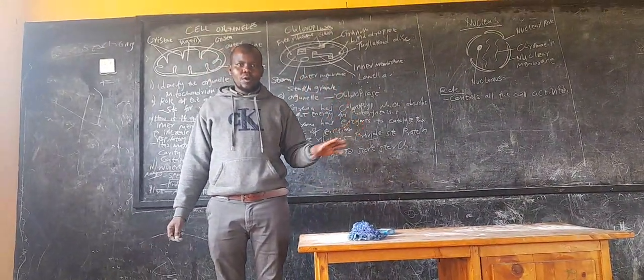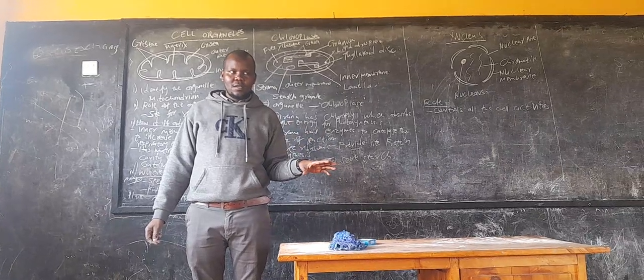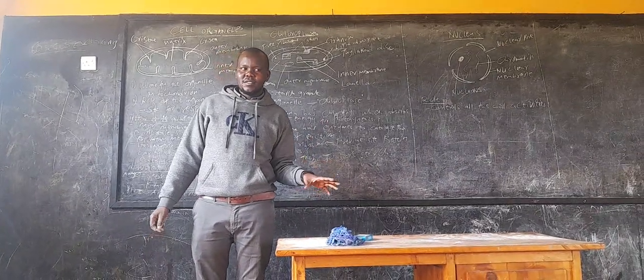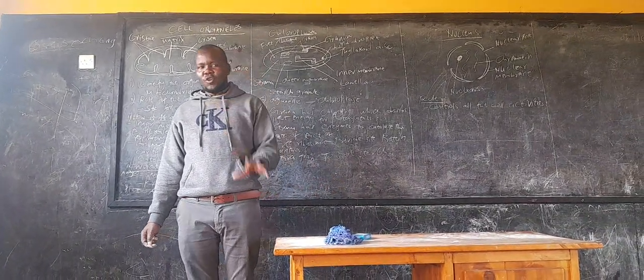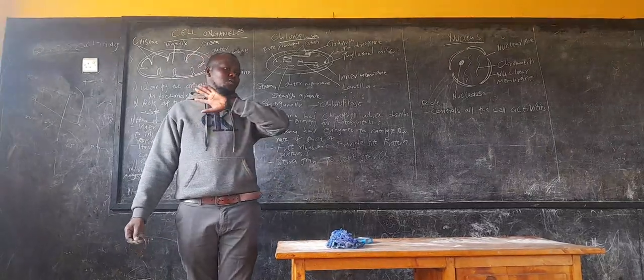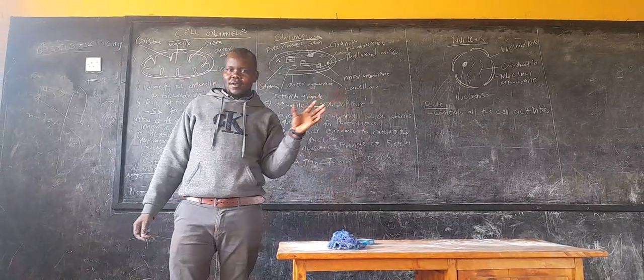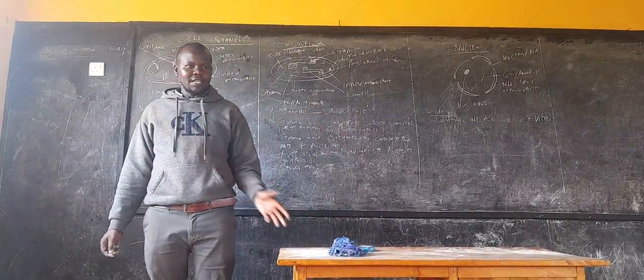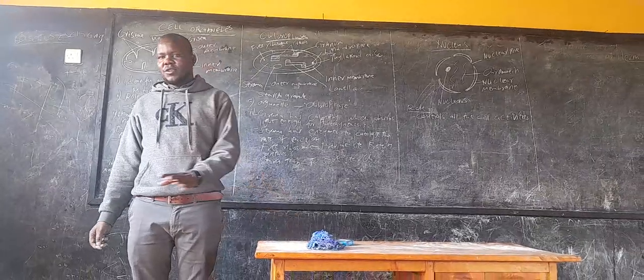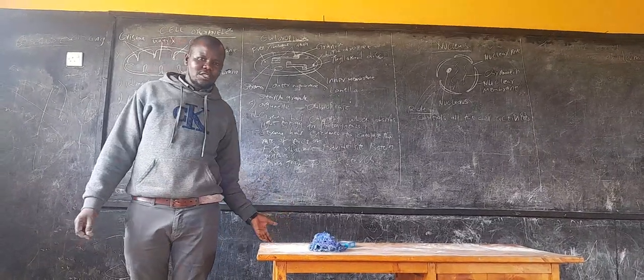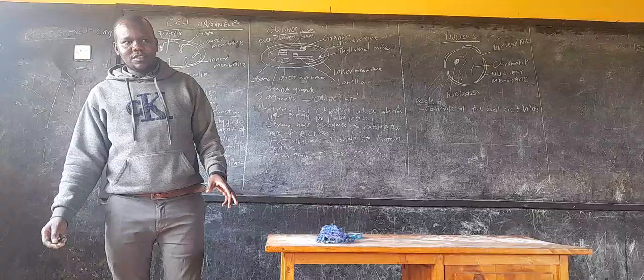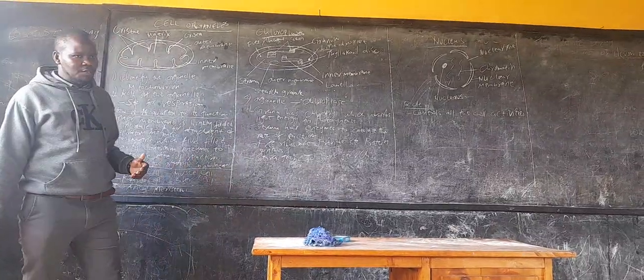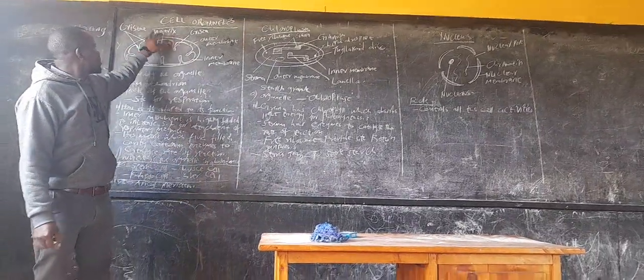We have mitochondria. We have a nucleus. We have chloroplast, ribosomes, lysosomes, Golgi bodies, vacuoles, centrioles, cell walls, all those ones, right? Yes. But now let's start one by one as we go. Let's start with what?